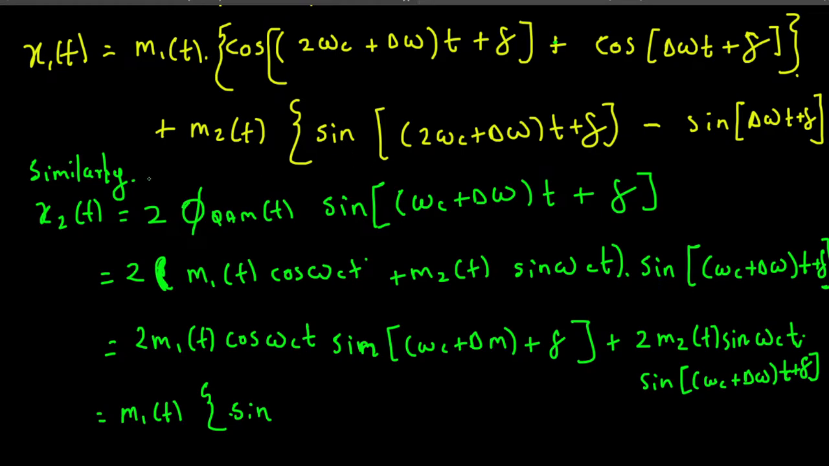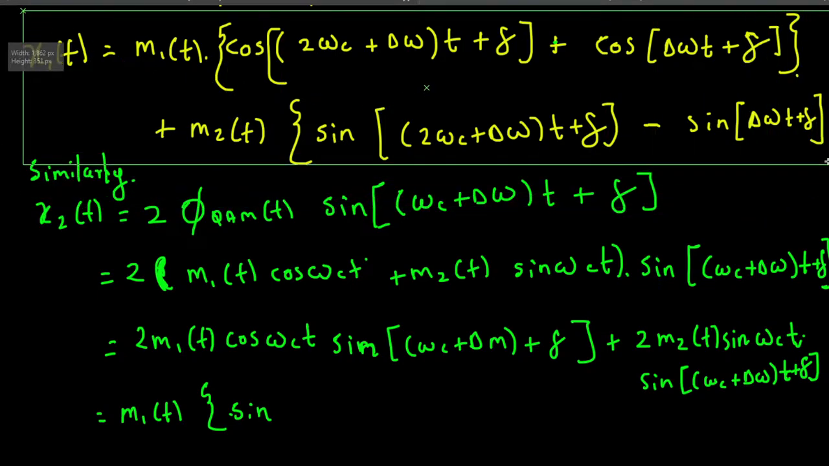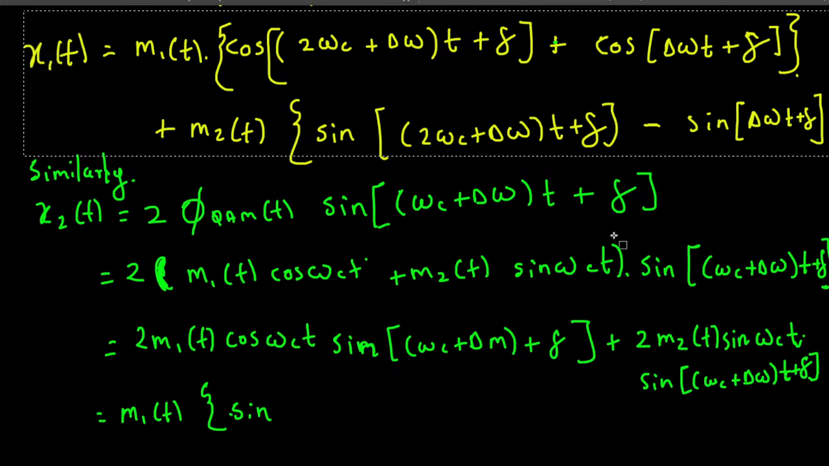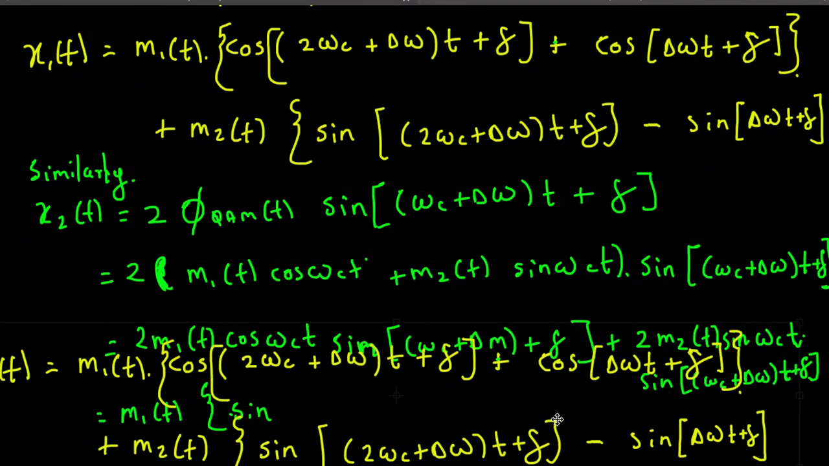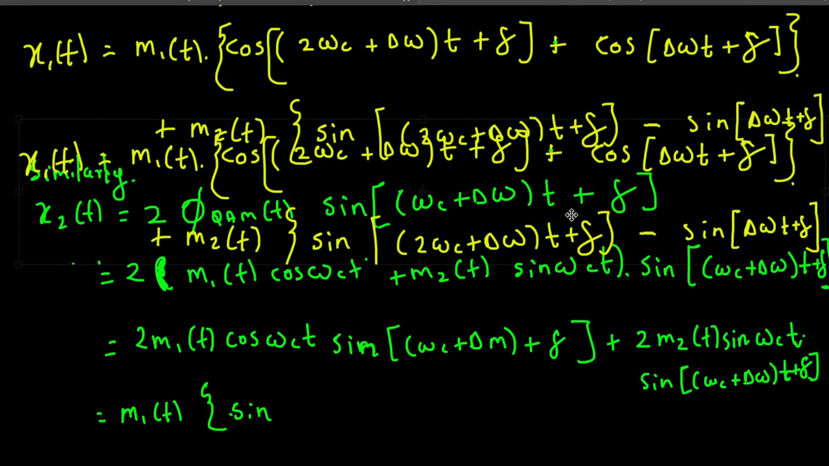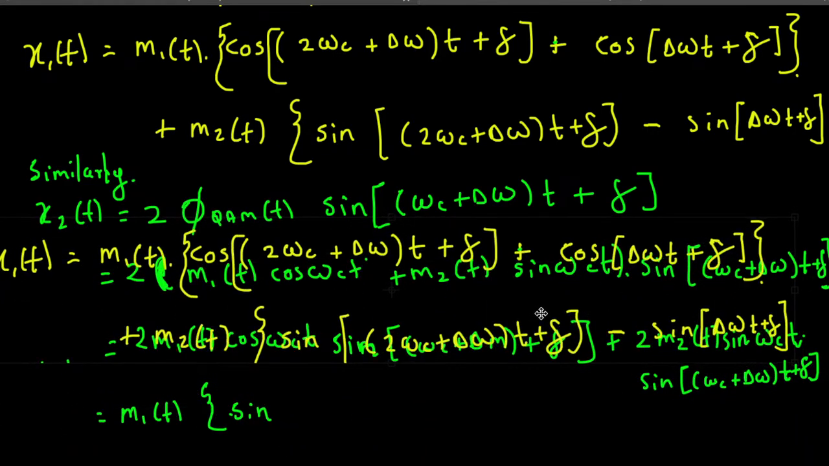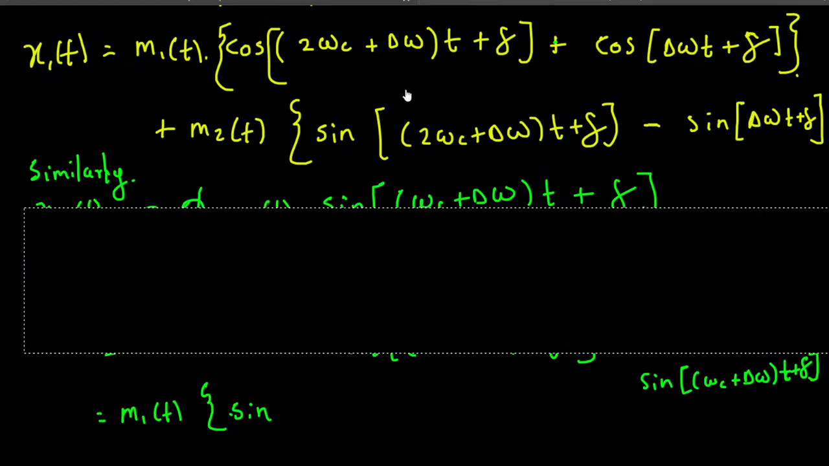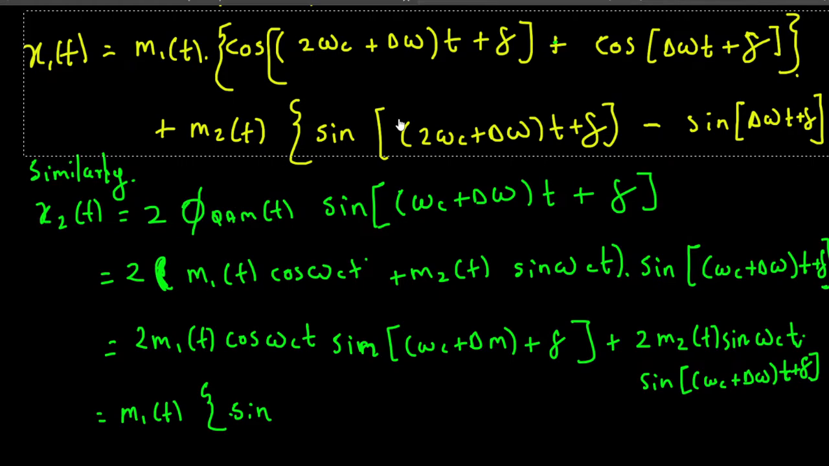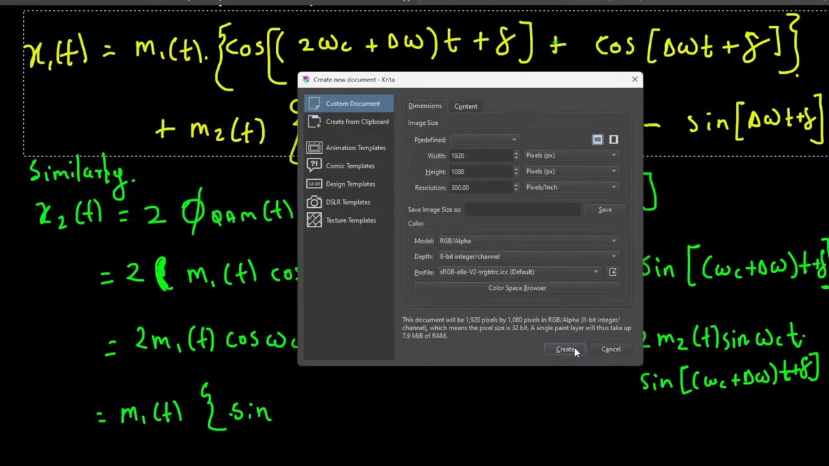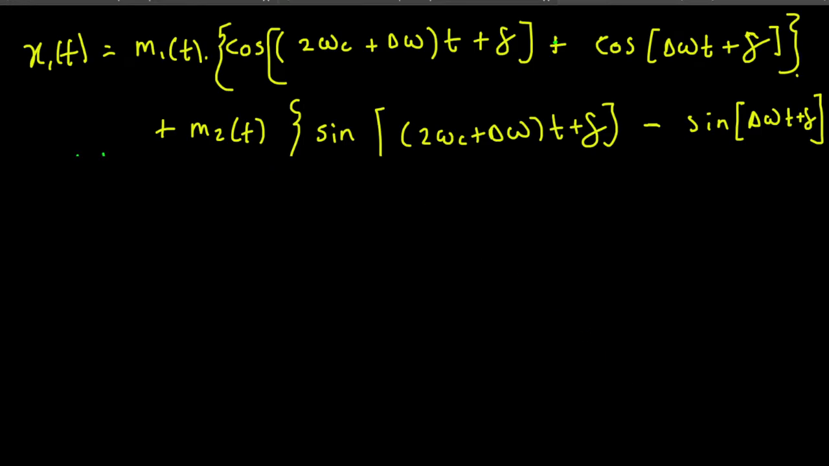So for example, I can actually make this one x2 of t. Let's try to do that. Control C and then Control V, bring this one here. But before that, oh no, it doesn't work here. Let's bring it to the next page. Now let's do the comparison and make this one x2 of t.